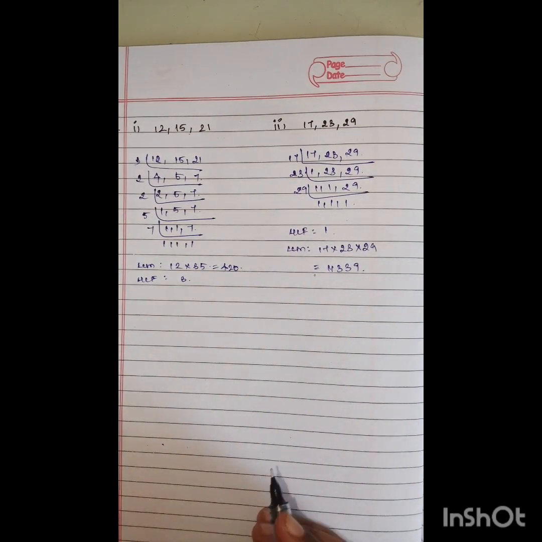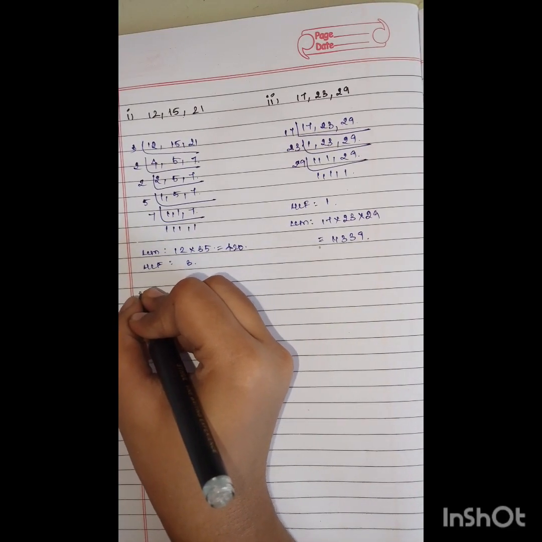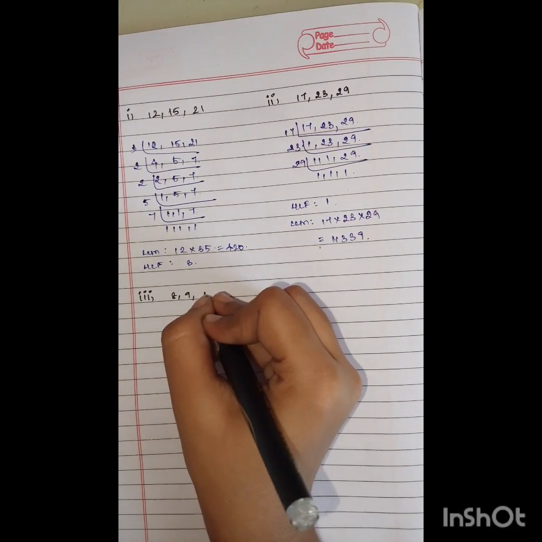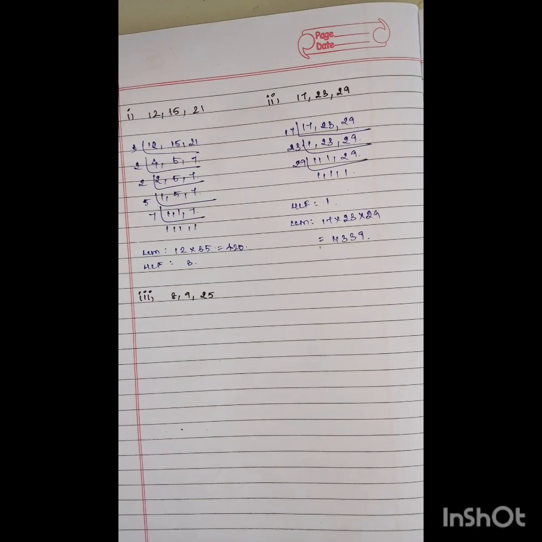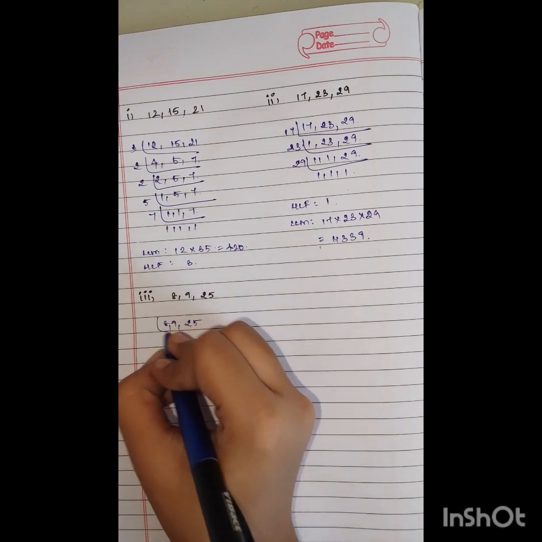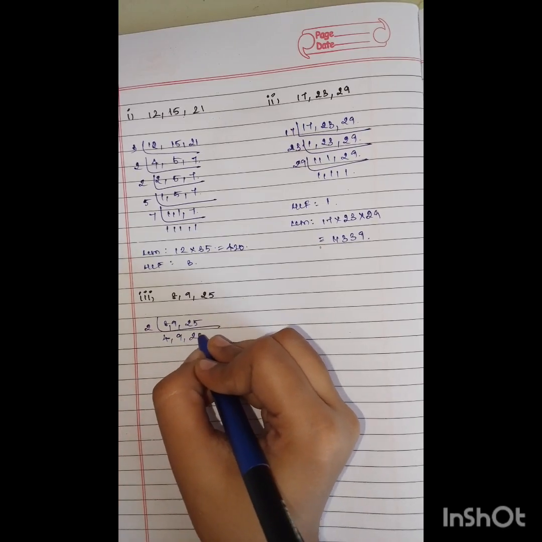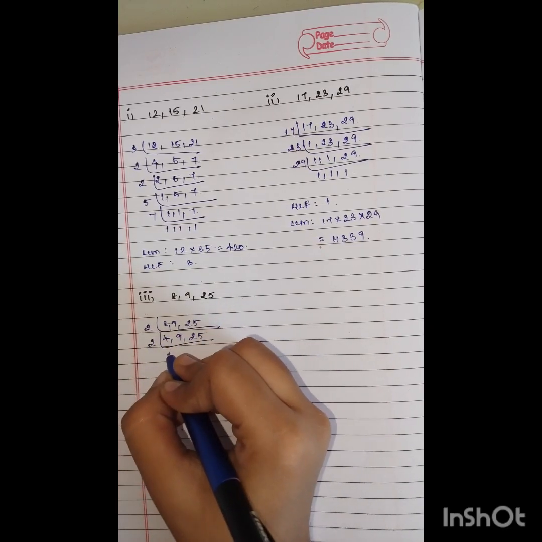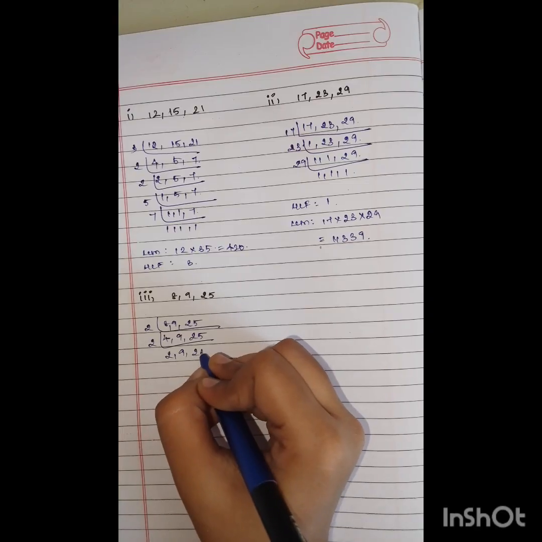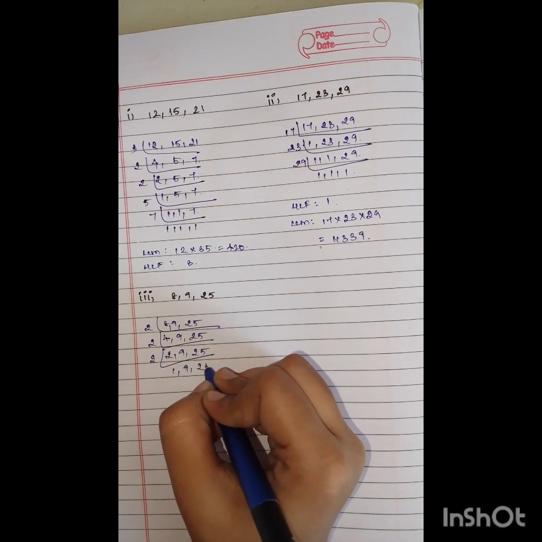And the third subdivision is 8, 9 and 25. So we are being given another question having composite numbers, but they do not have any common factors. So their HCF will also be 1. Let's see the LCM now.